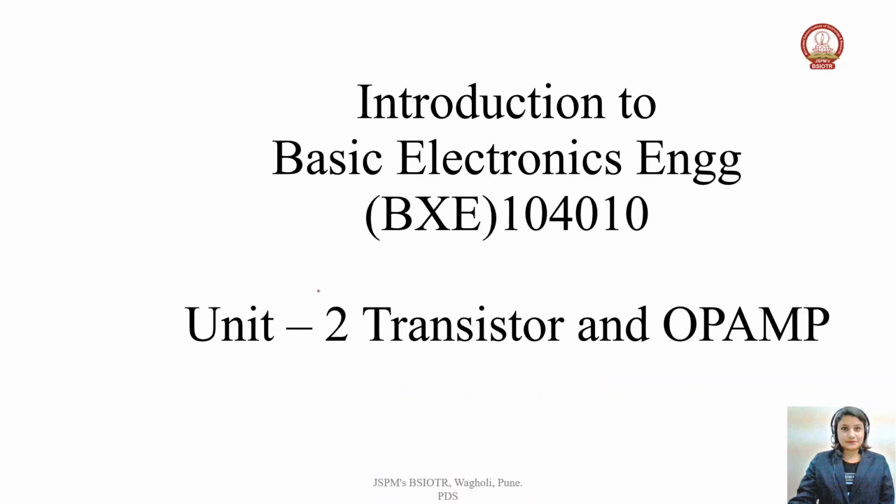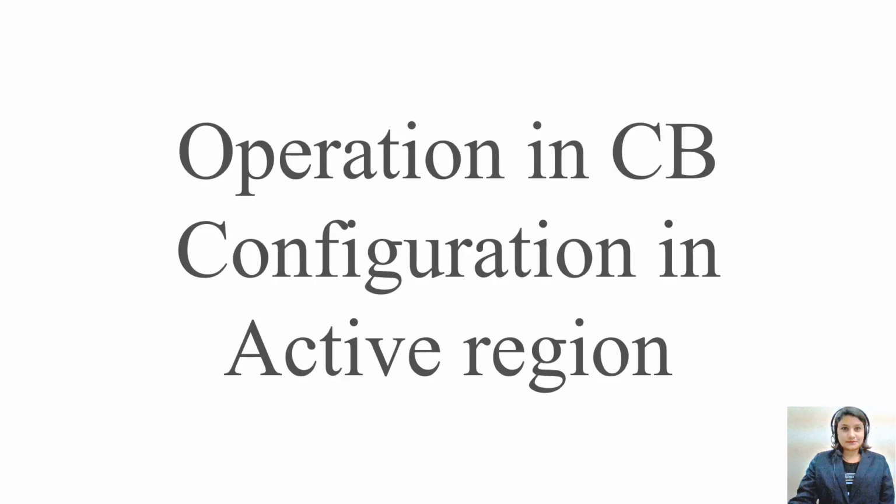In this video, this is the very first video on unit 2, that is the transistors and op-amp. In this video we are going to learn about operation in CB configuration. How a transistor can be used in CB configuration. And yes, we are going to see in active region. The operation we have to study in active region.